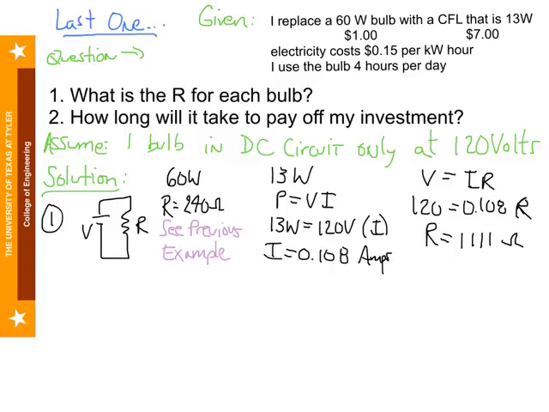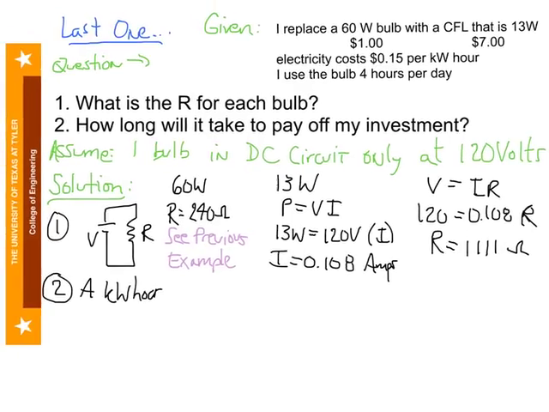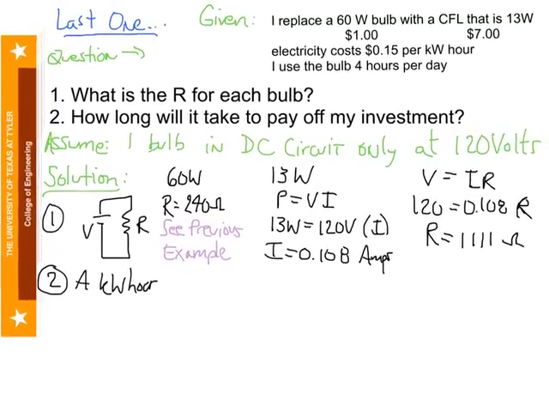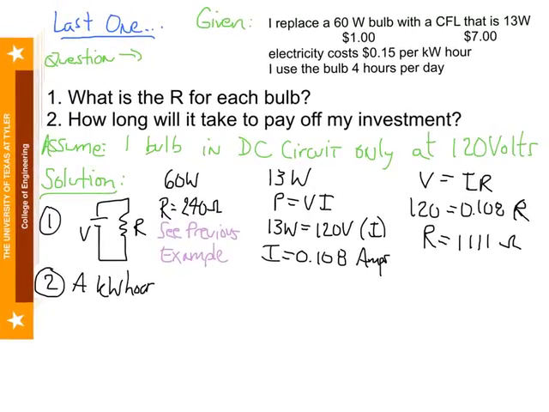Number two, let's look at the power and the energy that we're going to use. A kilowatt hour, right? A kilowatt hour is 1,000 watt hour. 1,000 watts times 1 hour.